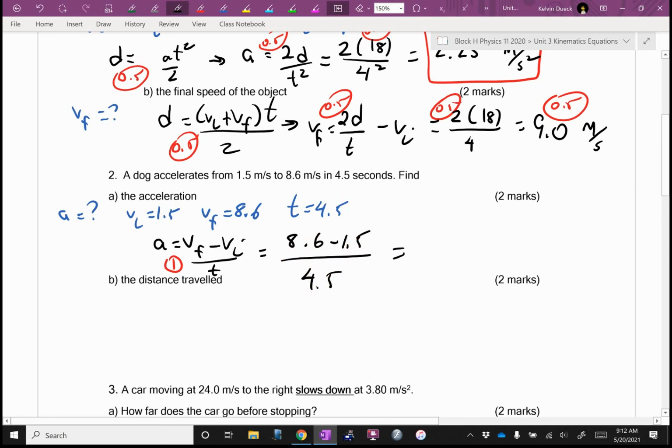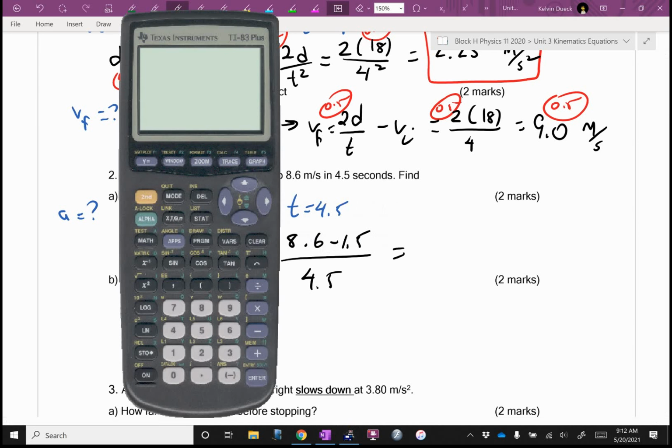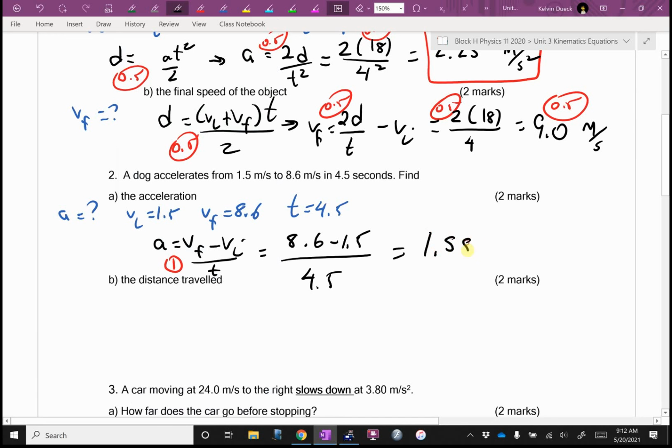Could I do that one in my head? This one's yuck here. That's going to be 7.1, but no shortcuts there, Mr. Duick. Brackets around the top, but I don't need brackets around the bottom. Do you get 1.57 repeating? So if I go to 3 sig figs, it's 1.58. And that's an acceleration, meters per second squared.